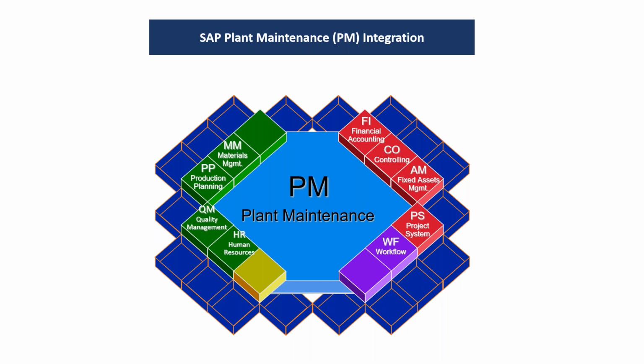It is a default delivered with the S4HANA license. Here, primarily plant maintenance is integrated with all these different modules. Whenever we are going to procure anything for maintenance purposes, it has to be taken into the material management module, which we call S4HANA sourcing and procurement process.